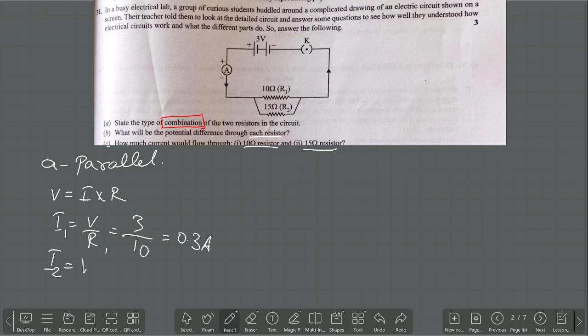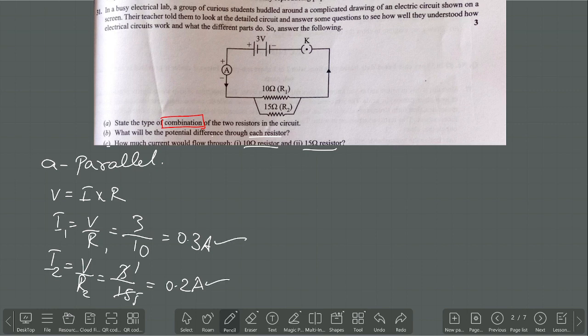I2 is equal to V by R2. What is the value of V? 3 by, what is the value of R2? 15. 1 3s are 3, 5 3s are 15. So 1 by 5, it is going to be 0.2 ampere. So this is going to be the current.